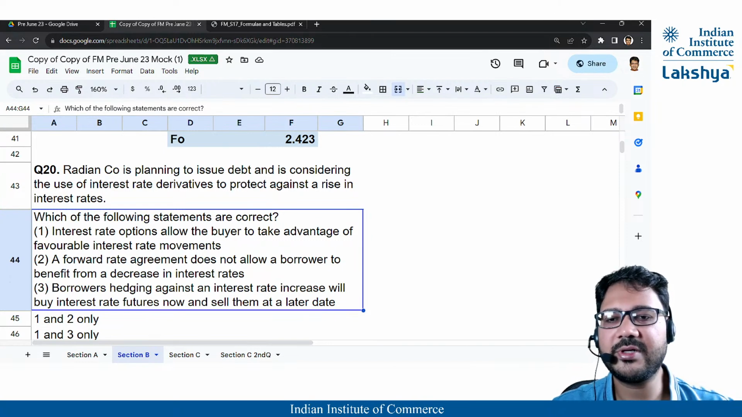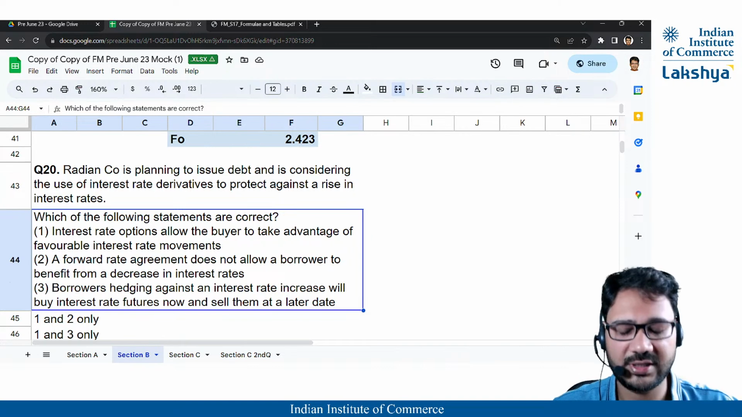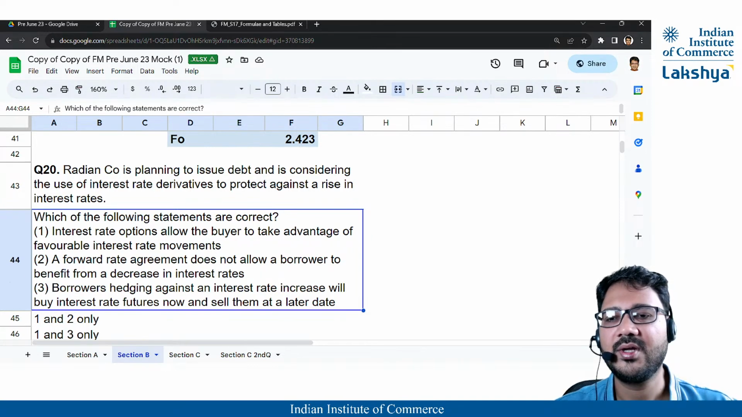A forward rate agreement does not allow a borrower to benefit from a decrease in interest rate. Correct. Forward rates essentially lock a rate. So it's an obligation you have to execute at the FRA rate. So we cannot take any benefit if the actual interest rates fall.